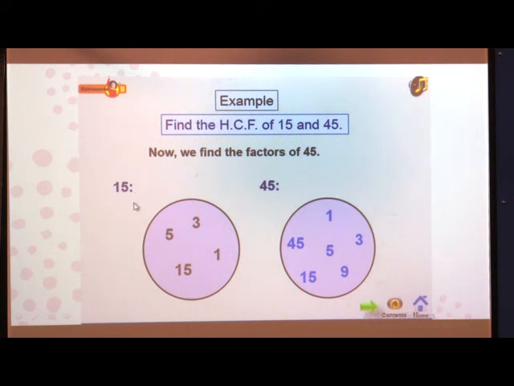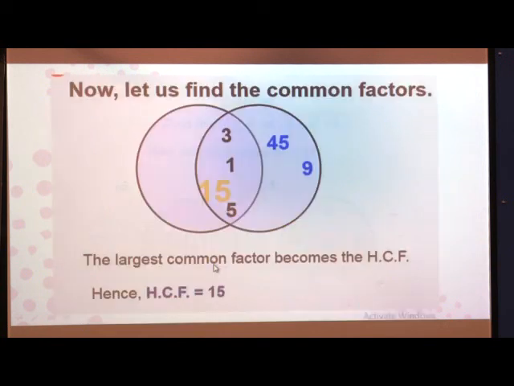As we have found the factors of 15 and the factors of 45, now we are going to find the common factors among these. The common factors are 1, 3, 5 and 15. We have to take only the common factors. The factors that are not common, we have to keep aside. So, these are the common factors.